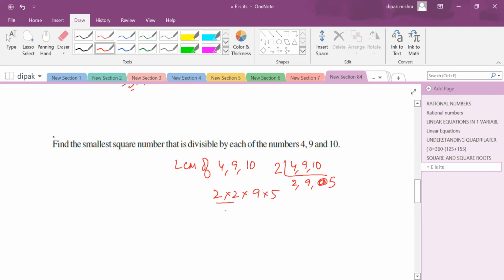Now you're seeing that 2 and 2 can be written as 2 square, 9 can be written as 3 square, into 5. So pairs of 2s and 3s are there because the power is a multiple of 2. Which means we need another 5 so that the powers of 5 will be even. So we have to multiply it by 5. So this is the first square number. So it will be 36 into 25, so 36 into 25 is 900. That is your answer, the smallest square divisible by these numbers is 900.